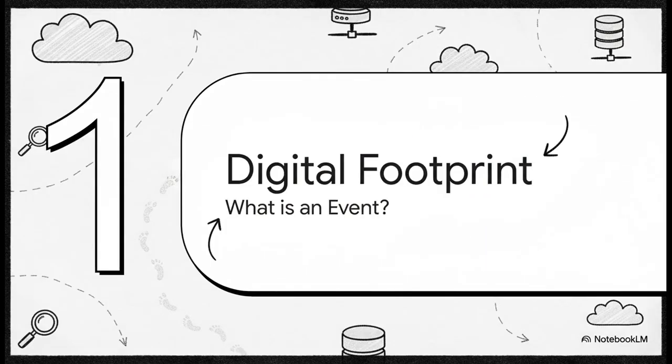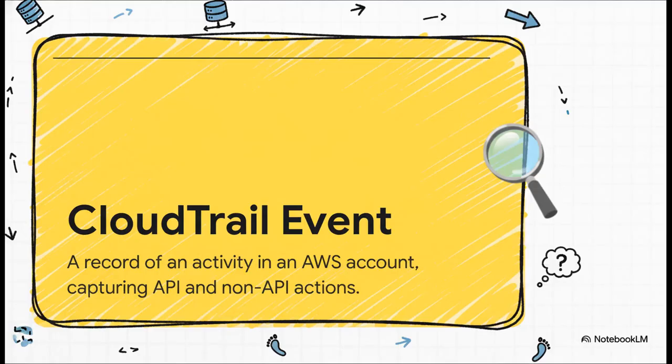Okay, first things first, let's build our foundation. What are we actually talking about when we say CloudTrail event? A CloudTrail event is, at its heart, just a record of an activity. It's a log entry that says, hey, someone or something did an action in your AWS account. And that could be anything, a person clicking around in the console, a script making an API call, or even an AWS service doing something on your behalf. It is literally your account's complete history.